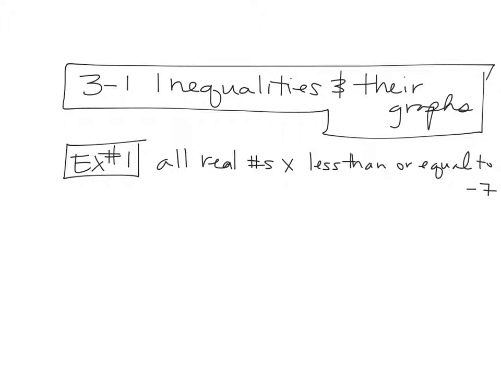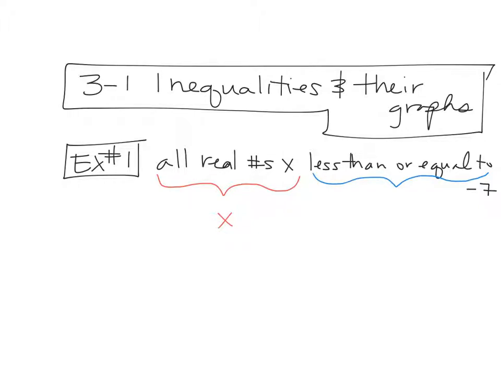So the first thing you've got to look at is what represents what. This is saying all real numbers x, okay? That's just x to us. So we're going to put an x there. Then it says less than or equal to. Do you know what less than or equal to looks like? Yeah, one of these, right? The Pac-Man.